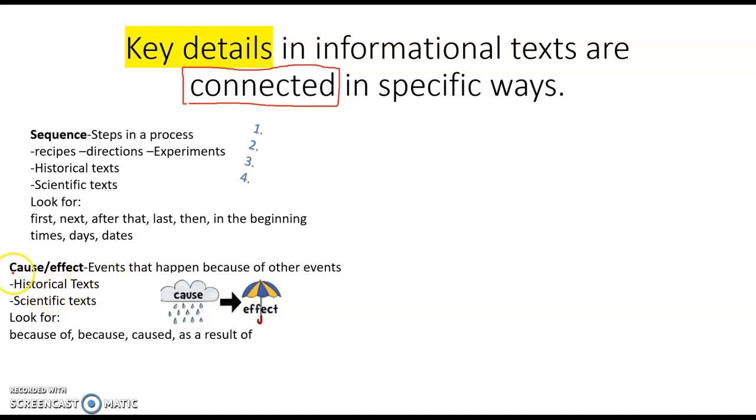And we've also talked about cause and effect, so events that are happening because of other events. And we definitely see cause and effect in historical texts. We definitely see it in scientific texts. So we're looking for words like because of, because, caused, as a result of. And these are the words that we're using in our writing when we're explaining those connections. So we'll be working on all of that this week. We'll be looking for words that show the connections, but we'll also be using them when we write.